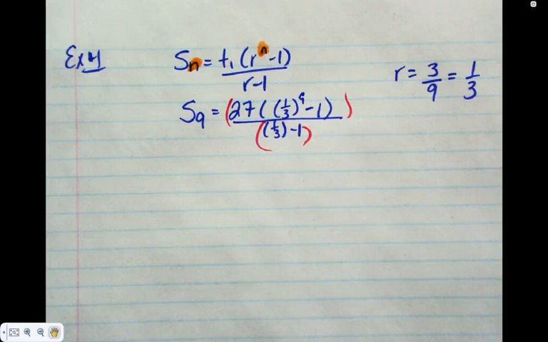Hat key 9. And then if you have the new operating system, drop down from the exponent. Minus 1. Close, close. That's just the top. I'm going to repeat that. Open bracket, 27. Open, open.